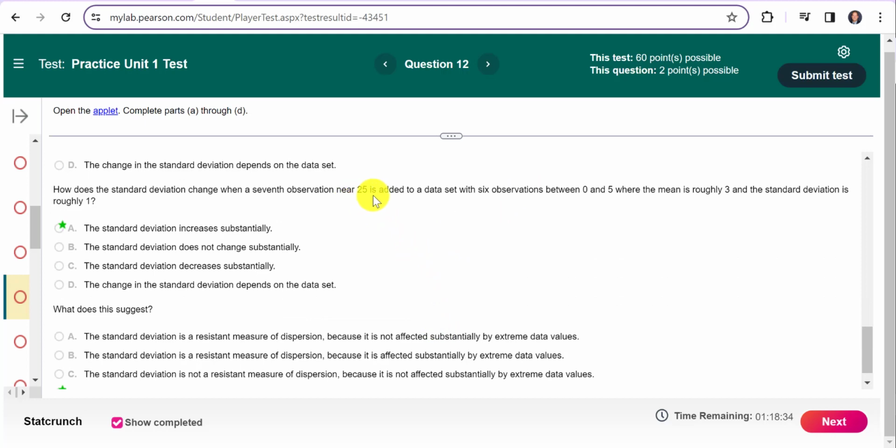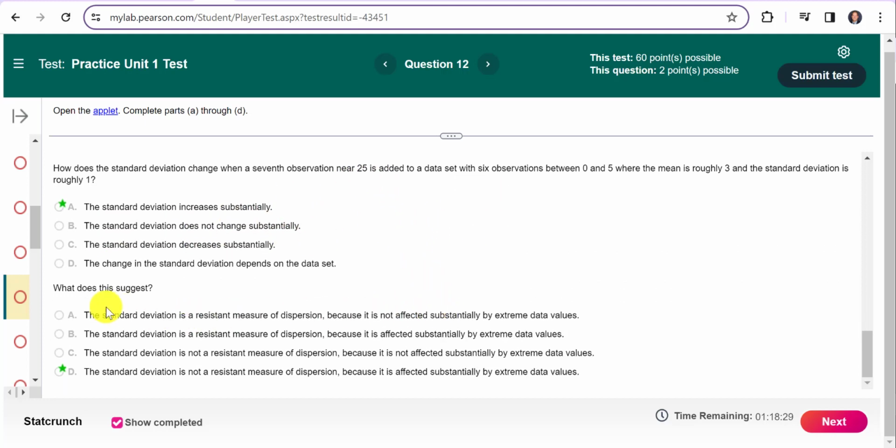And near 25, again, that's going to be increasing the standard deviation a lot. And what is this? The standard deviation does not resist measure dispersion. So it's kind of like the mean. The mean gets pulled hard with one weird data point. So does standard deviation because it takes into account every data point. So I think that's what that's trying to teach you there.